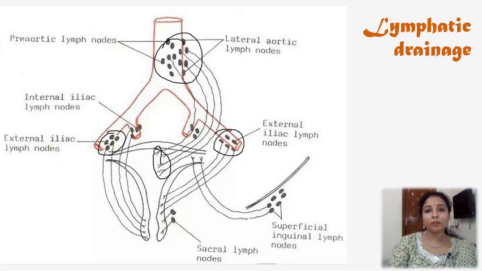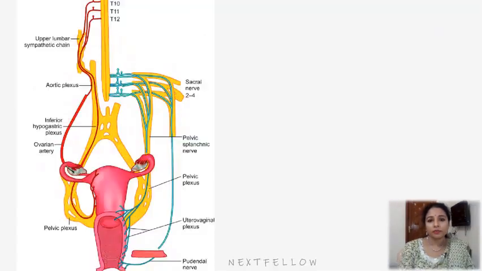The middle part of the body drains into the internal iliac lymph nodes, which are along with the internal iliac artery. From the cervix on each side, the vessels drain in three directions: laterally to the external iliac and obturator nodes, posterolaterally to the internal iliac nodes, which are the major drainage, and posteriorly to the sacral nodes. So that is about the lymphatic drainage of the uterus.